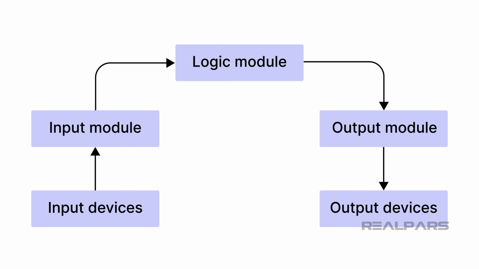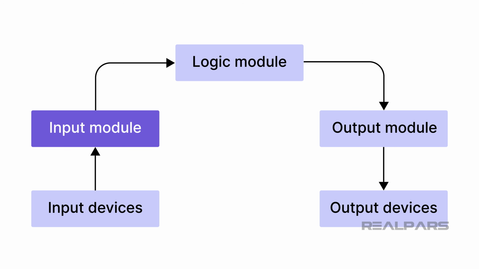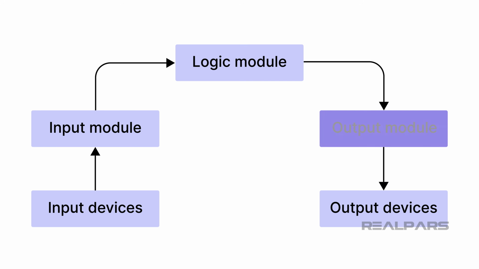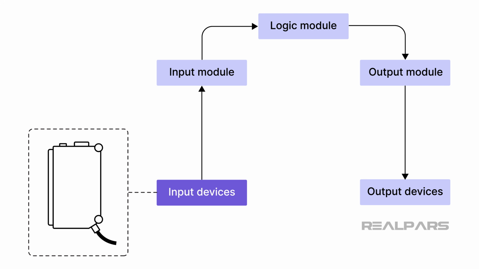Although different industrial automation control systems may look different or be called different names, they are all made of similar components arranged in a similar architecture. An IACS is made up of input devices, input module, logic module, output module, and output devices. Input devices are sensors that detect changes in the environment and send information to the IACS as electrical signals.